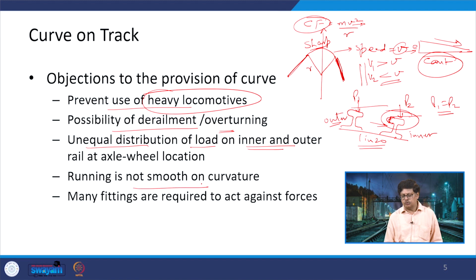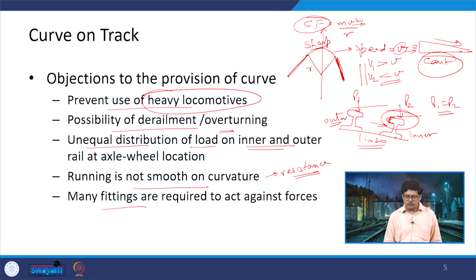Running is not smooth on curvature. Of course, there is a curvature resistance, and because of that resistance, the issues will be there. There will be a reduction in the speed also. We have discussed these when we talked about the track resistances.